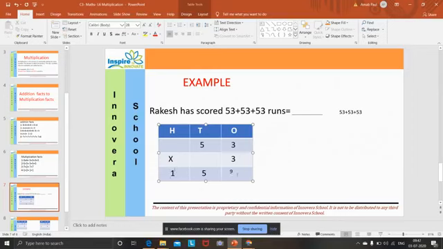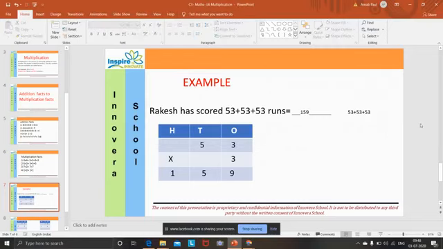We will get the answer 159. So 159 is my answer. If we add 3 plus 3 plus 3, that is 9, and 5 plus 5 plus 5 is 15. If we add this, we get the same answer over here also, that is 159.